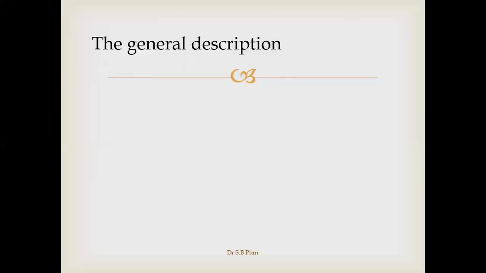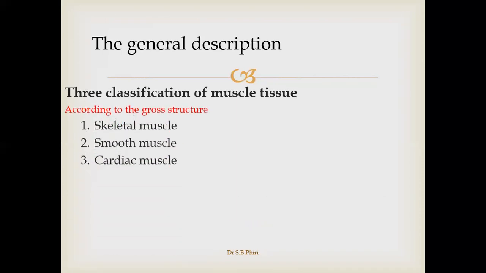Moving on, just adding a bit of information on each type of muscle. So the general description of muscles. Let's start by looking at classifications of muscles. I've already told you that there are 3 major types of muscles. So how can you classify muscles? You can classify muscles based on the appearance of the muscle. So let's start with the gross appearance of the muscle.